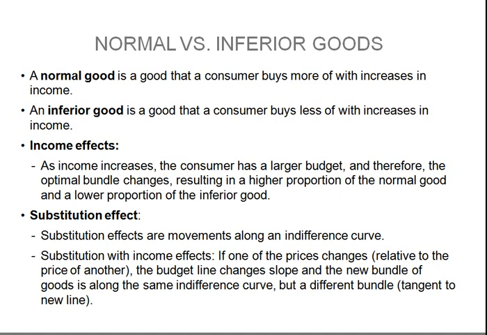So if our income increases, we are going to buy a bike, a car, or anything else. Income effect: as income increases, the consumer has a larger budget, and therefore the optimal bundle changes, resulting in a higher proportion of the normal goods and a lower proportion of the inferior goods. So it has a positive effect on normal goods, but a negative effect on inferior goods.